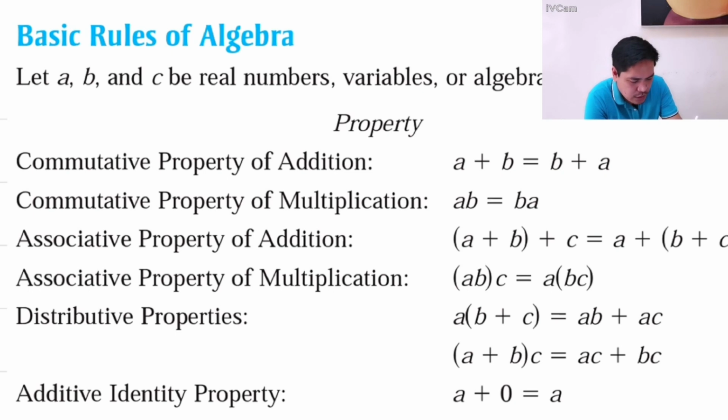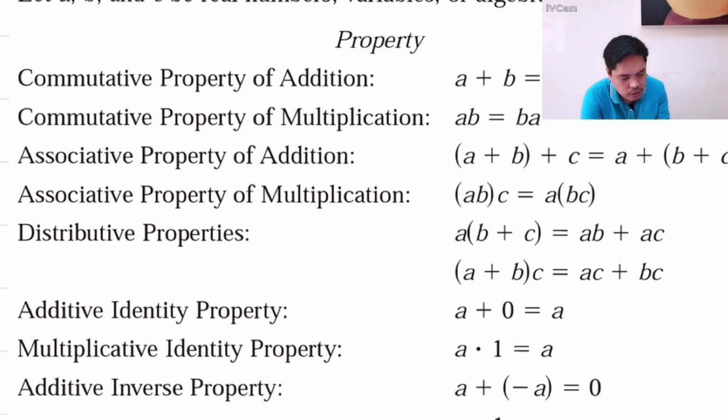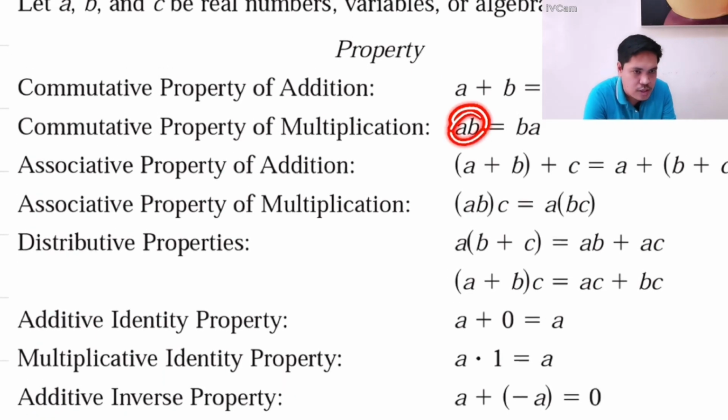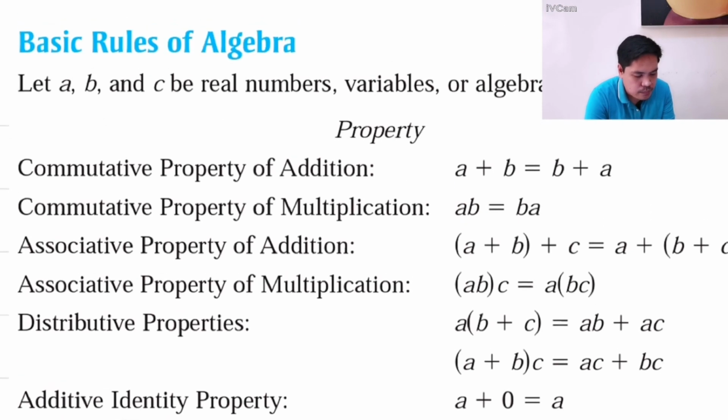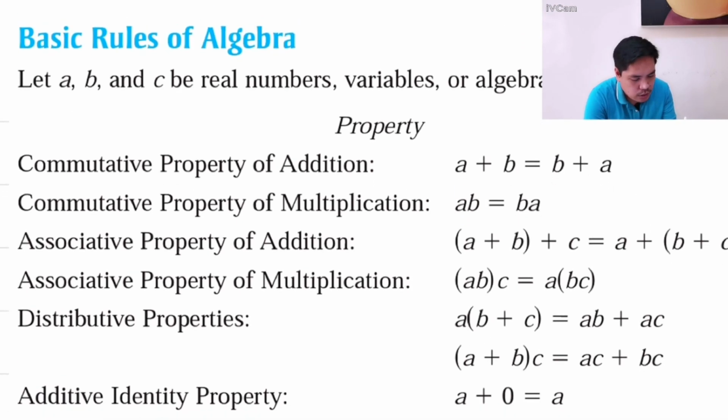How about if it's A minus B? What is the commutative property? It's actually negative B plus A. That is commutative because A minus B, again, is A plus negative B. So by the commutative property, that's negative B plus A. Next, the commutative property of multiplication. For multiplication, it's the same. AB is just equal to BA, or A times B is equal to B times A.